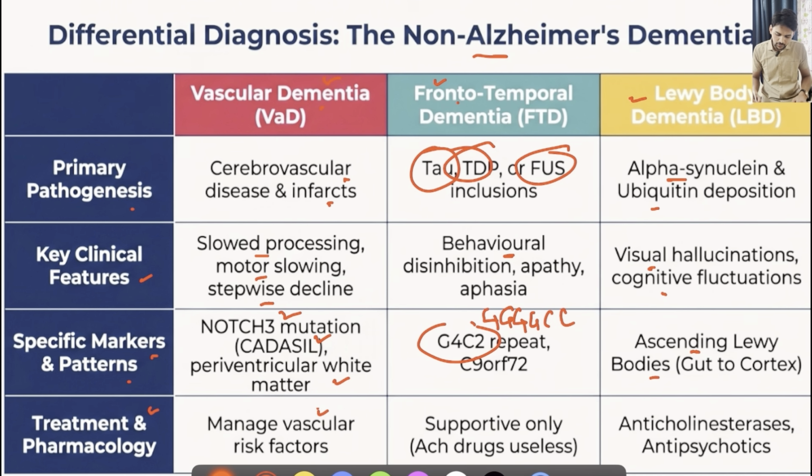When it comes to treatment, in vascular dementia, we have to manage the vascular risk factors. And for frontotemporal, it is mainly supportive therapy because the usual medications which will increase the acetylcholine levels are not much helpful in frontotemporal dementia, because this acetylcholine related mechanism is not involved in the pathogenesis. Whereas for Lewy body, as mentioned, it is almost similar to the management of an Alzheimer's disease case. So, anticholinesterase, antipsychotic medications will be beneficial.